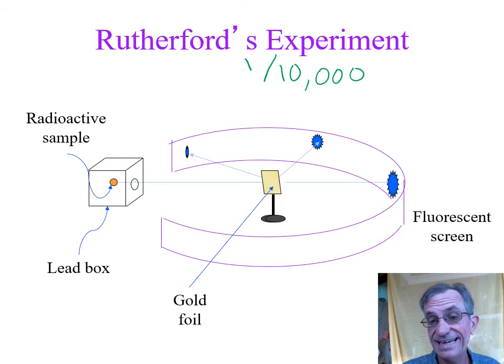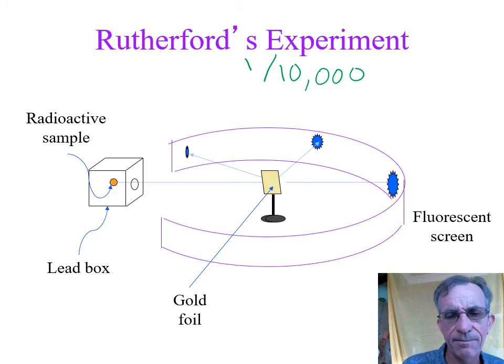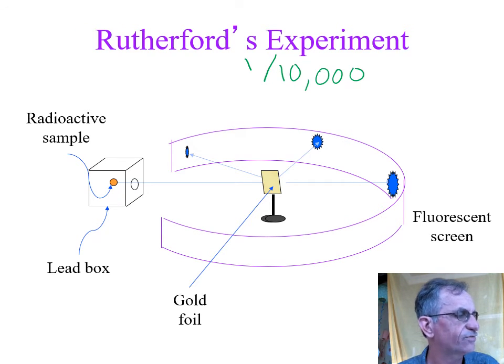Now, the fact that he only hit it once in a while, and when I say once in a while, I mean 1 out of every 10,000 times, that told them whatever he was hitting was really small. If it was big, he'd be hitting it all the time, and most of the particles would ricochet off. But that didn't happen. It only happened once in a while. All right, so let's sum up what he learned from this experiment. I think I'll just write it on here.